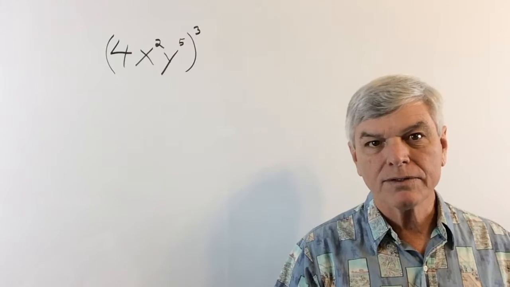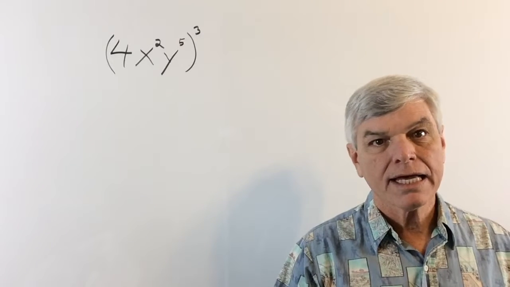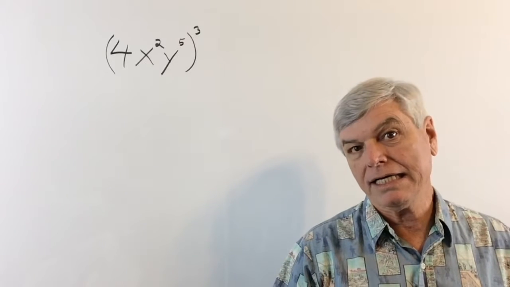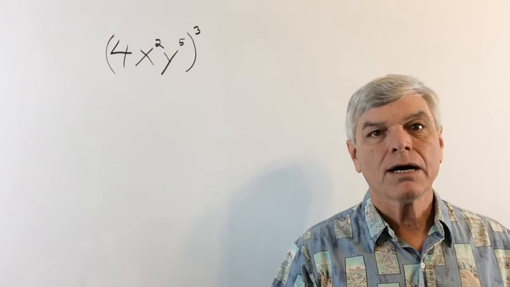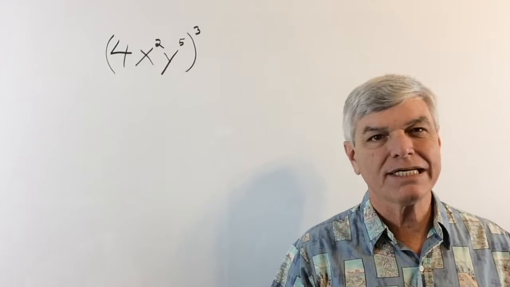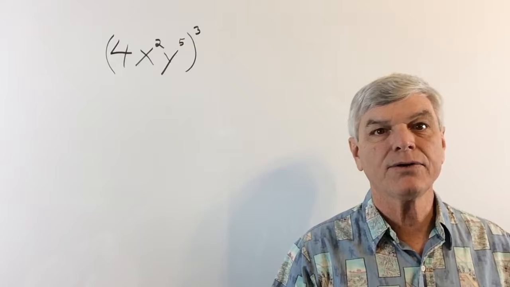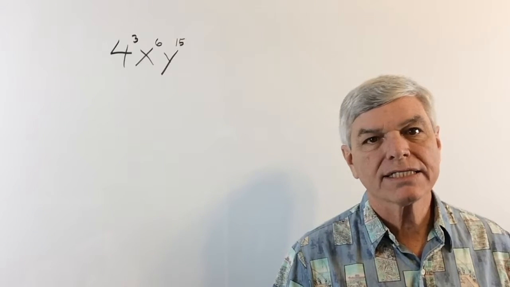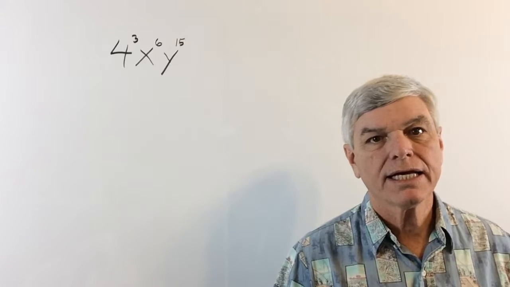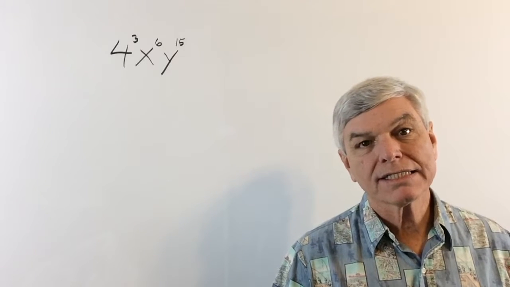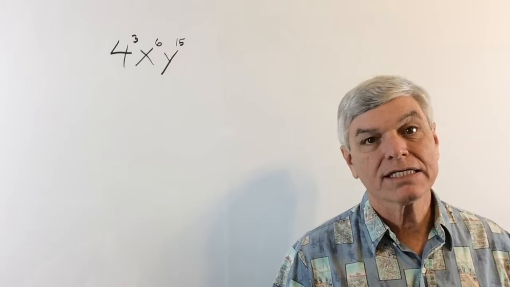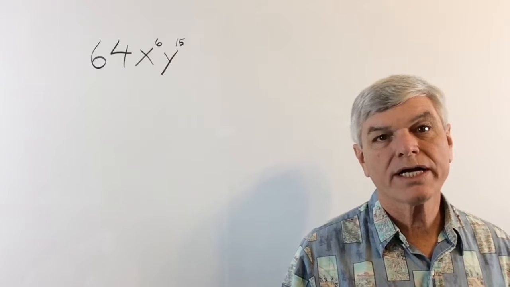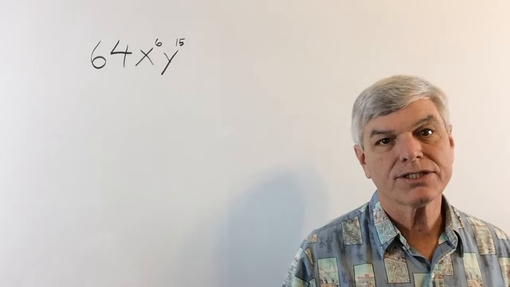Now be real careful because that is a very common mistake. You get really used to applying these rules to the variables, and then you forget that the same rules apply to the coefficient. So we end up with 4 cubed x to the 6th and y to the 15th. Now we don't know what x to the 6th is, we don't know what y to the 15th is, but we do know what 4 cubed is. 4 times 4 times 4 is 64, and that is our solution.